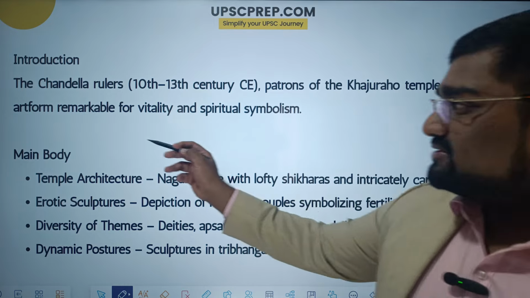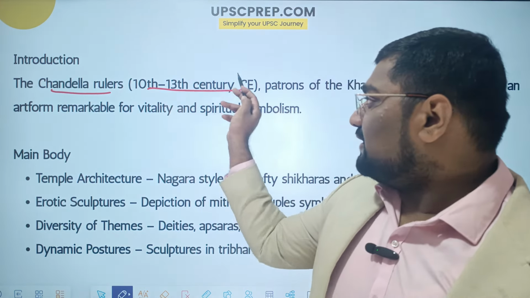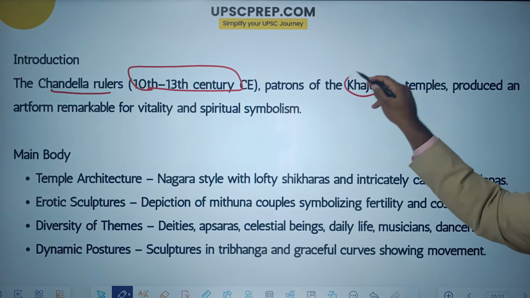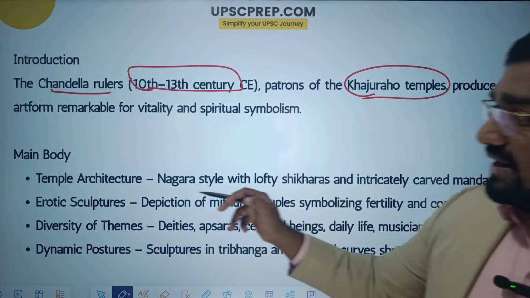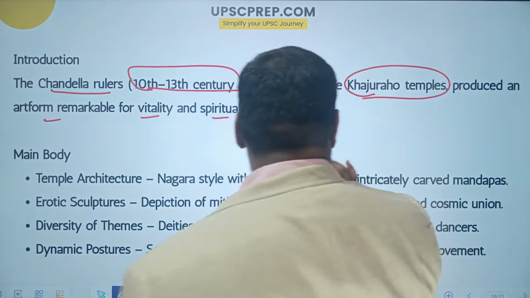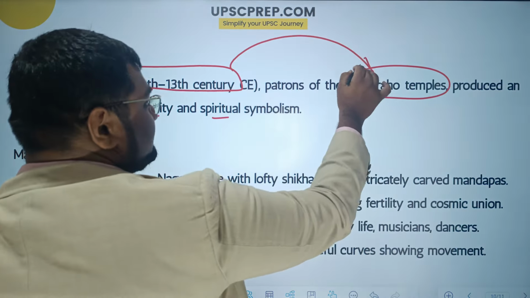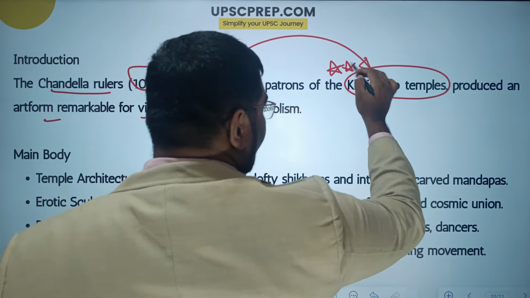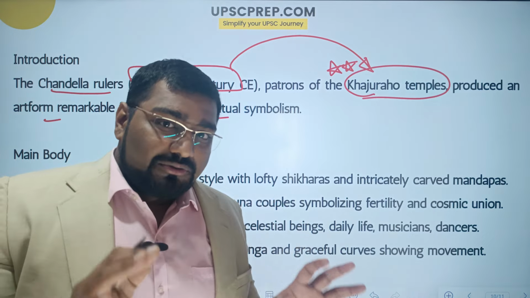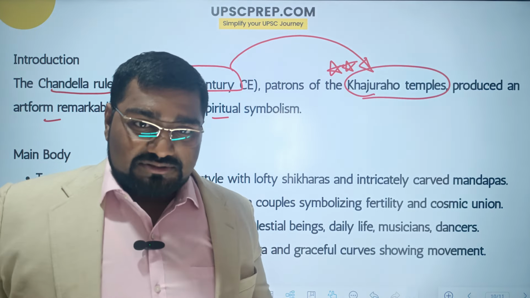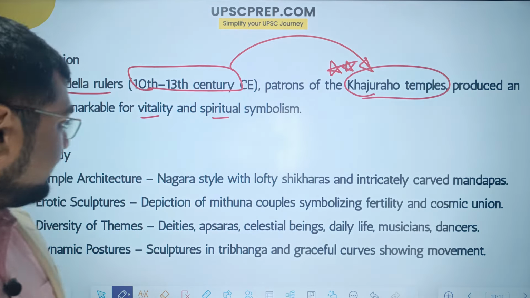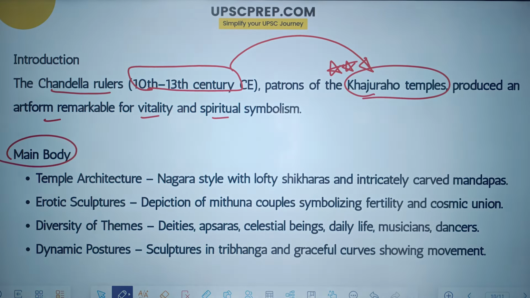So in the introduction you can mention the Chandela rulers and the timeline, 10th to 13th century, right? Patrons of the Khajuraho temples produced an art form remarkable for vitality and spiritual symbolism. So guys, if you talk about Khajuraho temple architecture in the introduction itself, the examiner will definitely get to know that you are aware of the concepts, right? So directly hit the demand of the question in the introduction itself. Now, what is in the main body?